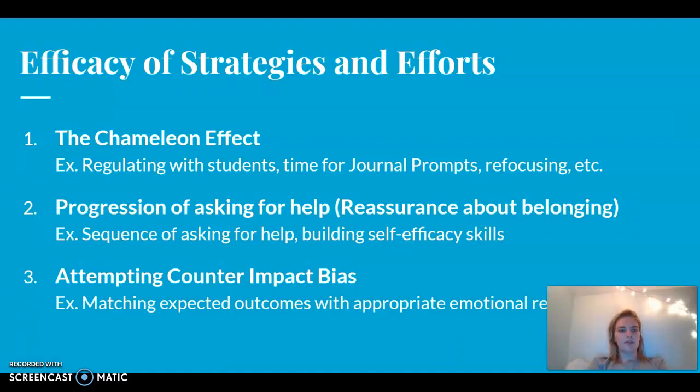But for the chameleon effect, some things that have worked is regulating the students, incorporating times for journal prompts. So during our journaling time, I'll often model what I want the room to look and feel like, what I want journal prompts to look like, and try to maintain my composure, and that's often mimicked.